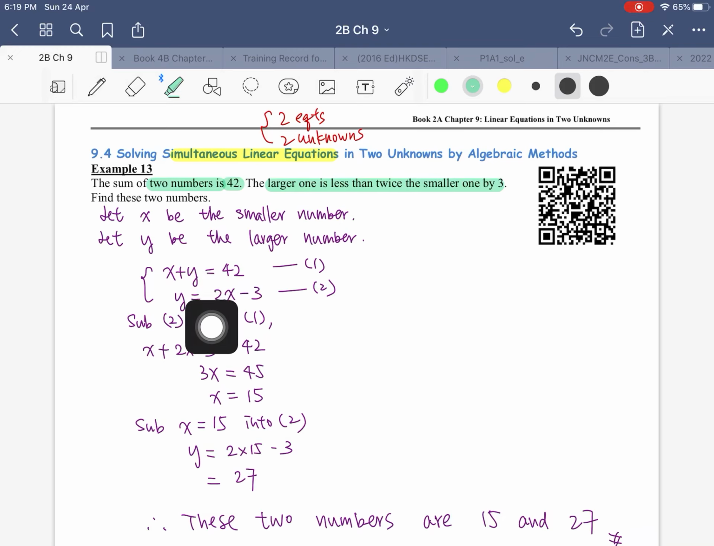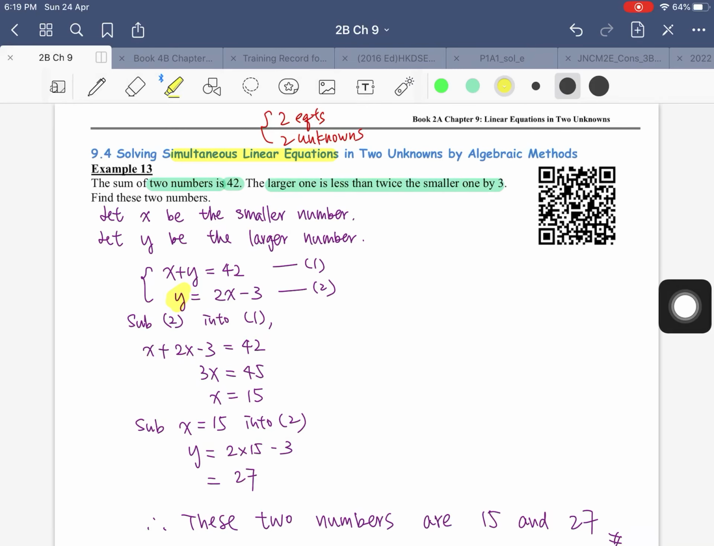Then I try to solve this set of simultaneous linear equations. I will put a bracket here using this symbol, and then I call the first one equation 1, the second one equation 2. Then there are two methods that you have learned to solve this kind of simultaneous equations. Here I will use substitution because I noticed that in the second equation, y is already the subject. Then I substitute equation 2 into equation 1.